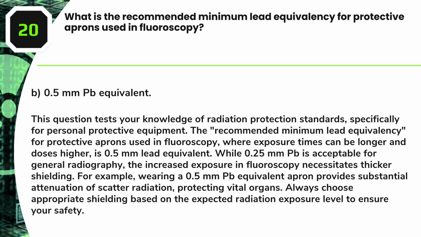While 0.25 mmPb is acceptable for general radiography, the increased exposure in fluoroscopy necessitates thicker shielding. For example, wearing a 0.5 mmPb equivalent apron provides substantial attenuation of scatter radiation, protecting vital organs. Always choose appropriate shielding based on the expected radiation exposure level to ensure your safety.